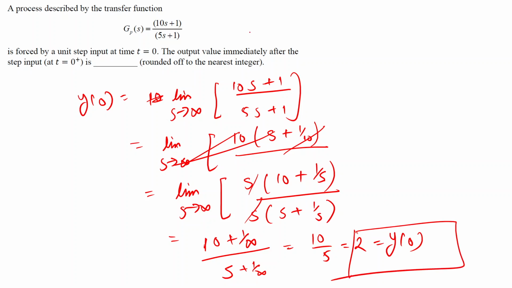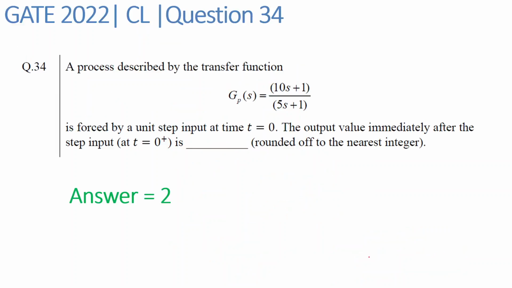So the output value immediately after the step input, that is at time t equal to 0 plus, we can write it as 2. So we can report the final answer as 2.